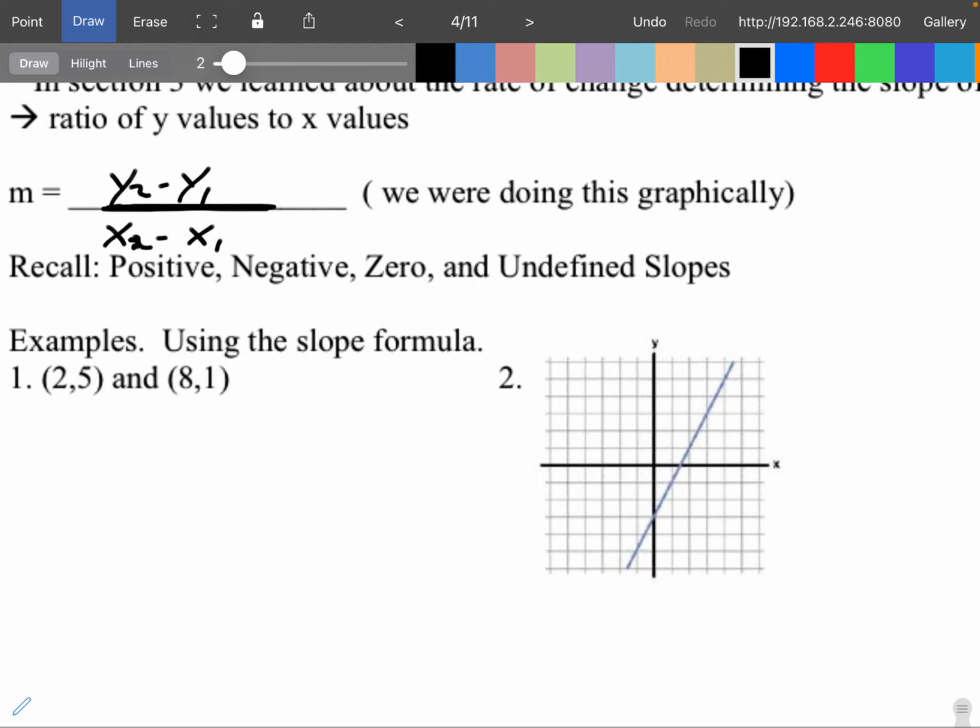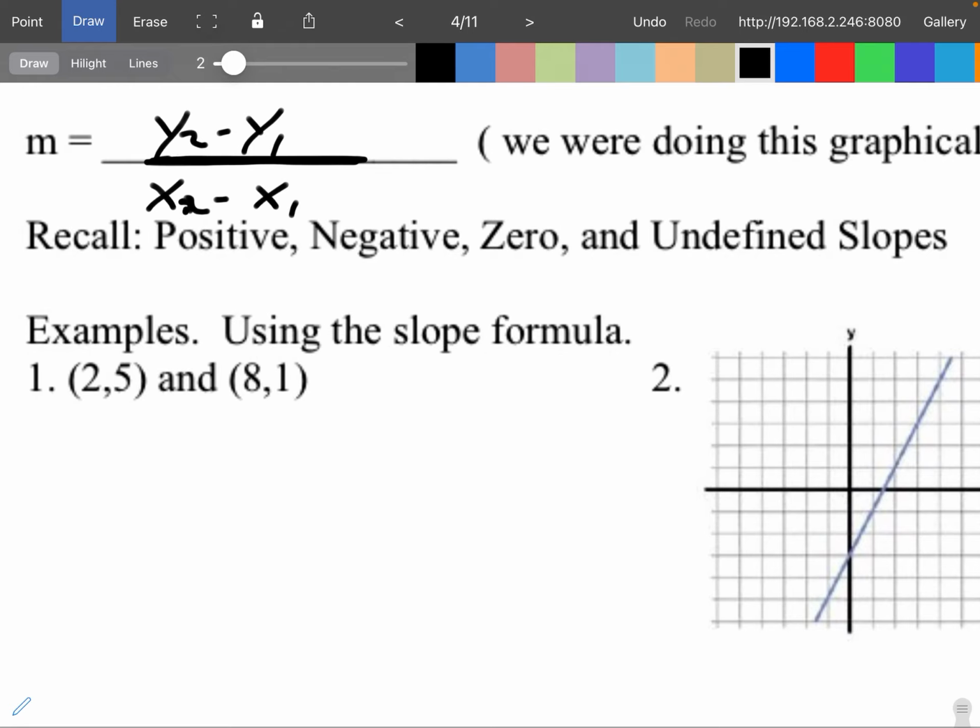So on the top, you subtract the y values. I'm going to write y2 minus y1. And on the bottom, you subtract the x values. So you're going to do x2 minus x1. You guys okay with that? Here, I'll zoom in a little bit so you can see. So you just subtract the y's on the top and the x's on the bottom. That's it. All right, so the first example is right there.